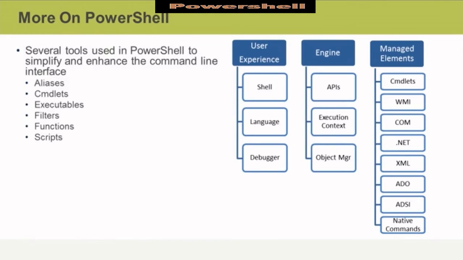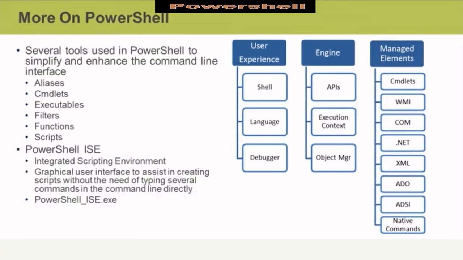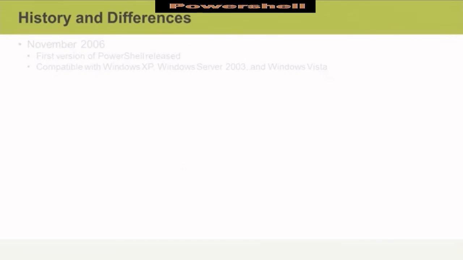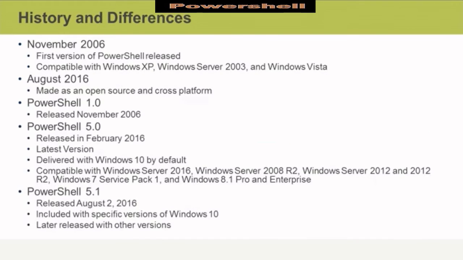There are several tools in PowerShell that simplify and enhance the command line interface: aliases, commandlets, executables, filters, functions, and scripts. And the PowerShell ISE, the Integrated Scripting Environment, is a graphical user interface that's used to create scripts without you needing to type several commands directly on the command line. It has its own command, PowerShell_ISE.exe.